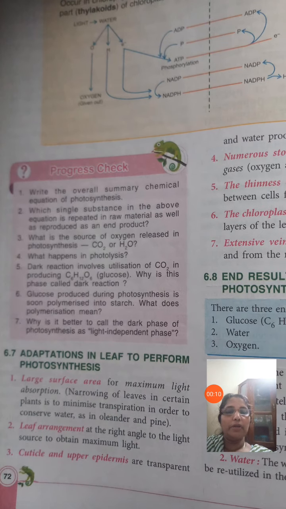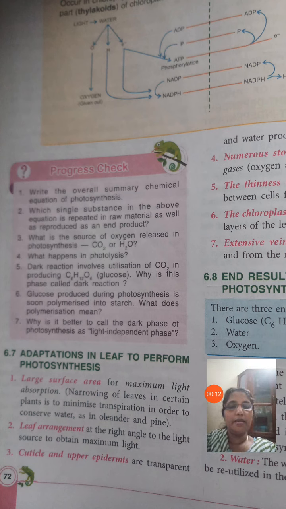Good evening, students. We were learning about photosynthesis, and we learned about the processes. Then again, we have to learn about the adaptations in the leaf to perform photosynthesis. How is the leaf adapted? The first one is large surface area. You know that the leaf is adapted to absorb maximum sunlight. If the surface area is large, then the leaf can absorb enough sunlight.